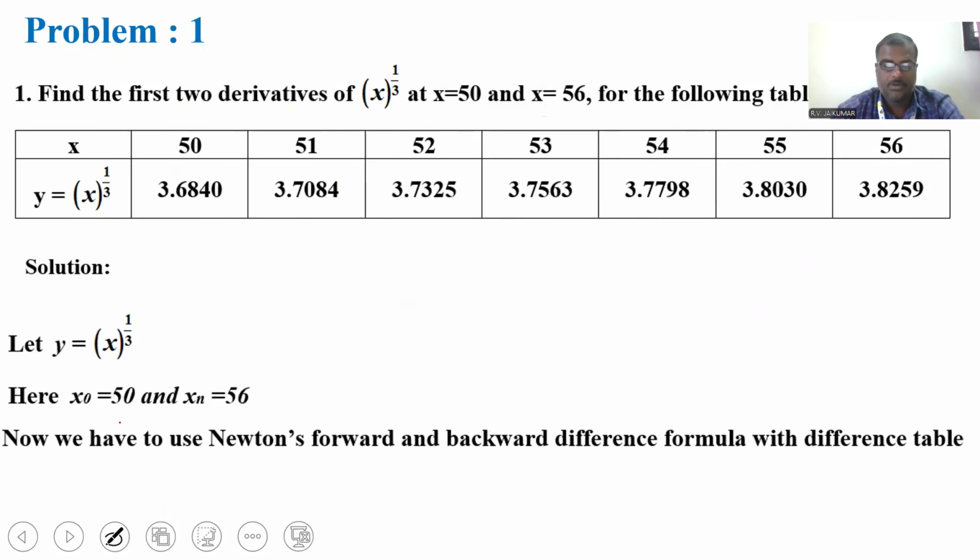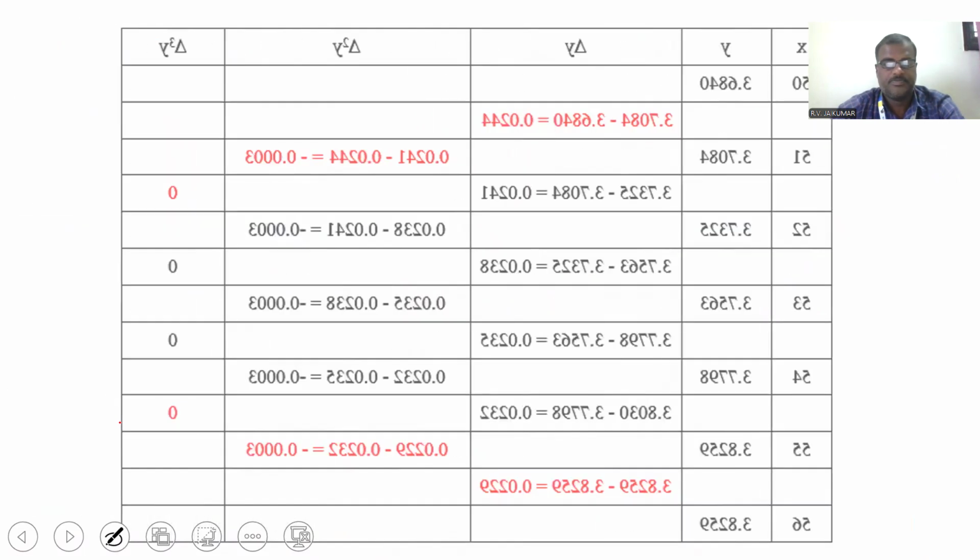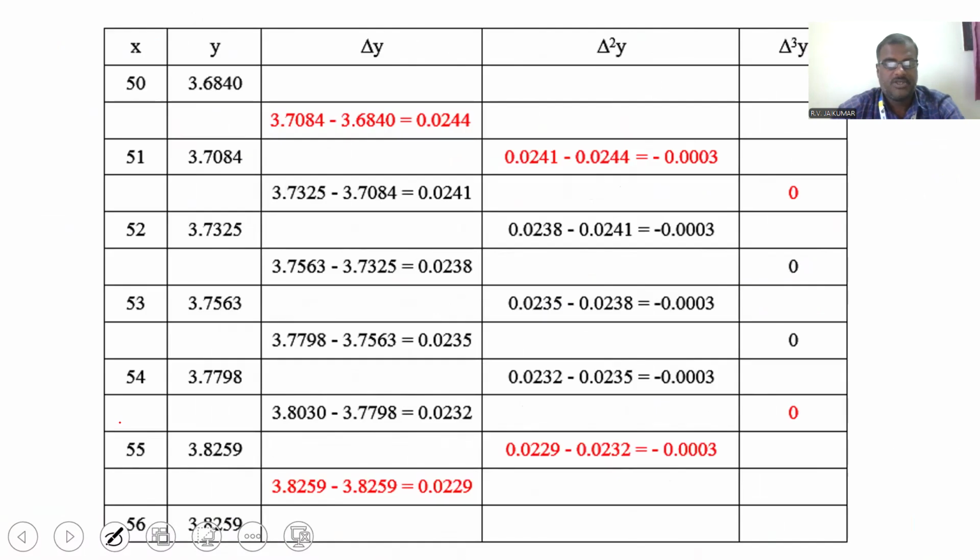Now let's see Newton's forward and backward difference formula with the difference table. For that, we have to find the difference table. So first, we have to construct the table. The first column represents the values of x. The values of x and y are given in the question itself. The values of x are 50, 51, 52, 53, 54, 55, and 56, followed by the values of y. Then we have to find the forward and backward differences.